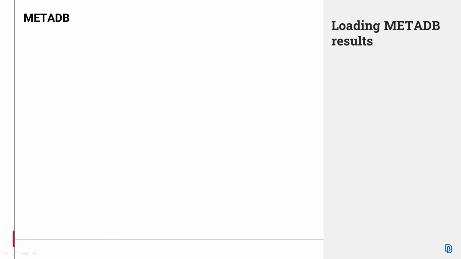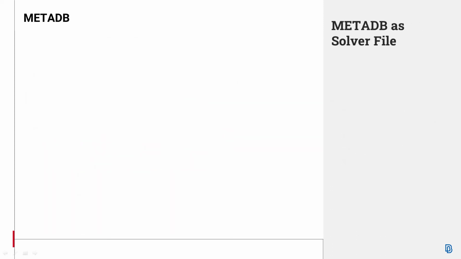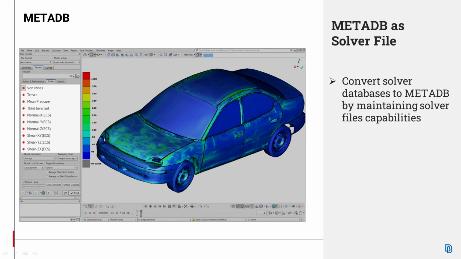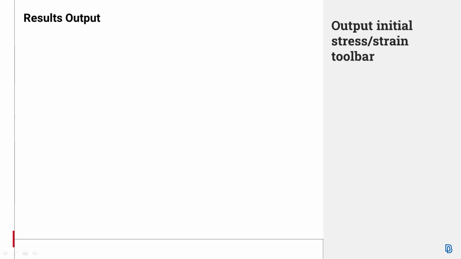Moving on to loading of MetaDB results, there is significant performance improvement when reading computationally expensive results from a MetaDB file that contains all the primary results. Concerning the functionality to convert solver databases to MetaDB by maintaining solver capabilities, Radioss and EnSight have also been supported. Derived results are calculated upon reading.